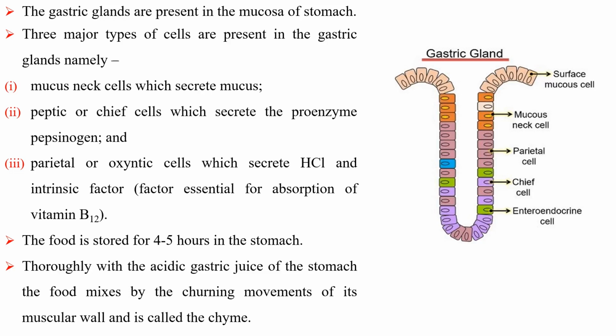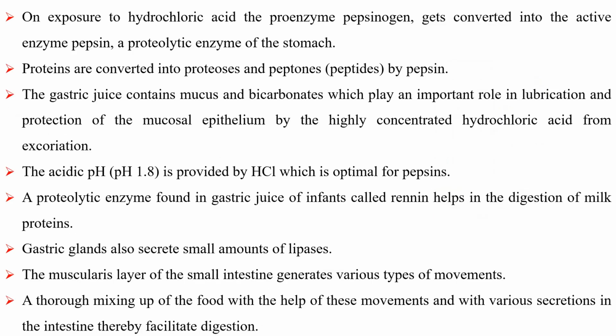The food is stored for 4 to 5 hours in the stomach. The food mixes thoroughly with the acidic gastric juice of the stomach through the churning movements of its muscular wall and is called chyme. On exposure to hydrochloric acid, the proenzyme pepsinogen gets converted into the active enzyme pepsin, a proteolytic enzyme of the stomach. Proteins are converted into proteoses and peptones by pepsin.